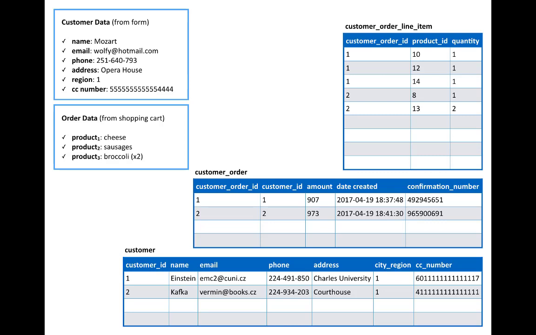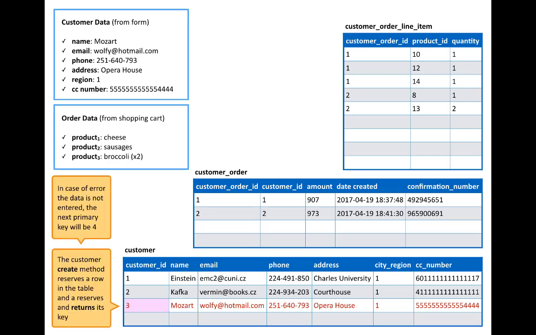When Mozart hits the Submit Purchase button, this information is sent to a method called Place Order in a Customer Order Service object. We're going to look at this method in detail later. For now, it's important to know that the Place Order method calls 3 different create methods. First, it calls the create method in the customer DAO.